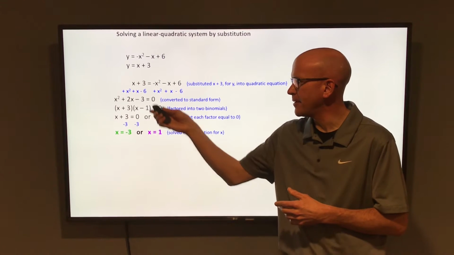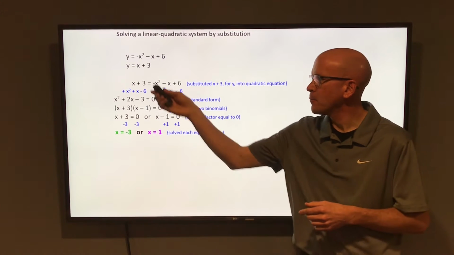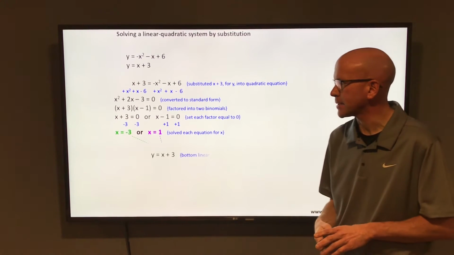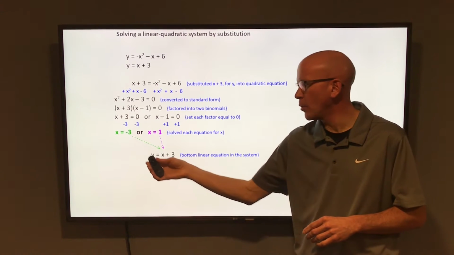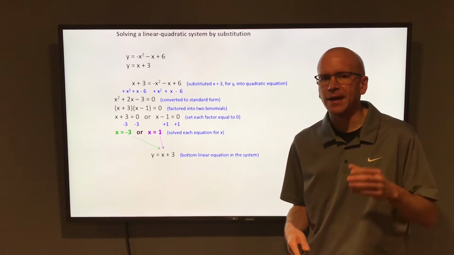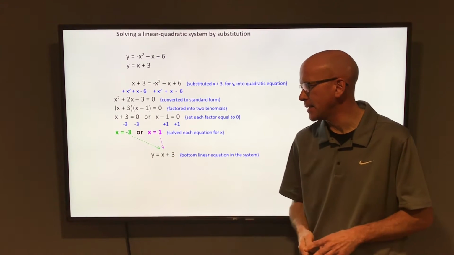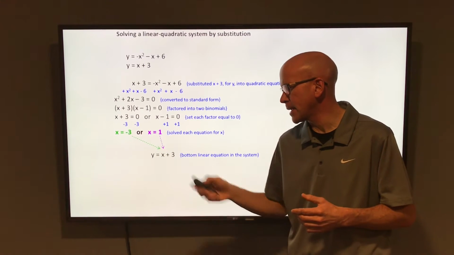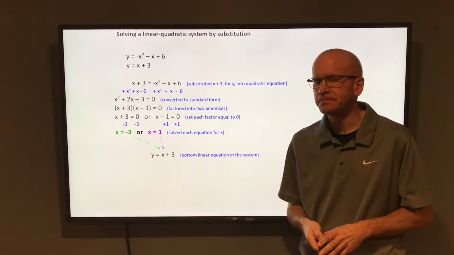So to find the y values, look back up here to these two equations. Pick the one that's the easiest to work with. Y equals x plus 3 would be easier than y equals negative x squared minus x plus 6. So we're going to use that equation, y equals x plus 3. We know that x equals negative 3. So to find the value of y when x is negative 3, substitute that in. Also to find the value of y when x is 1, substitute that in. So we're going to have two different y values here for these two different x values.